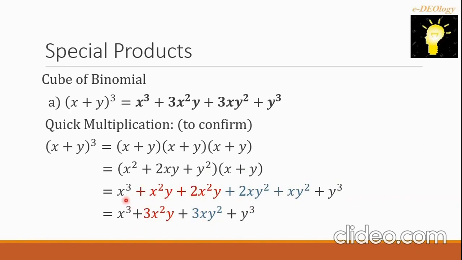So copying the x cubed here, copying the y cubed. So we have this x cubed plus 3x squared y plus 3xy squared plus y cubed. So this is our final answer. And we can see that this answer here is the same with our special product written on top.